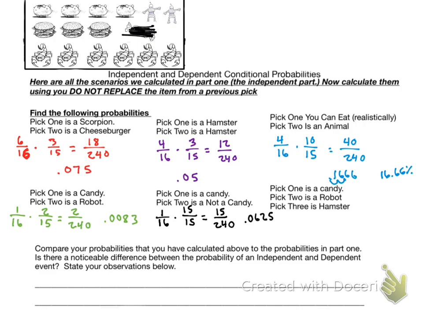And our last one there, I'm going to do this one in red so it doesn't get mixed up with the other one. So pick one is a candy. So we got candy again. So candy is 1 out of 16.